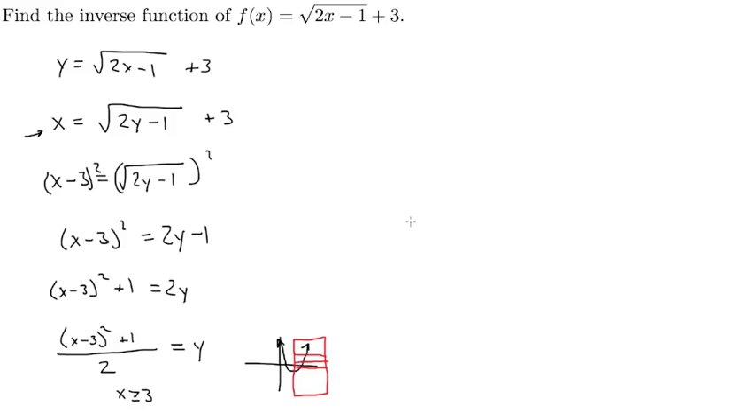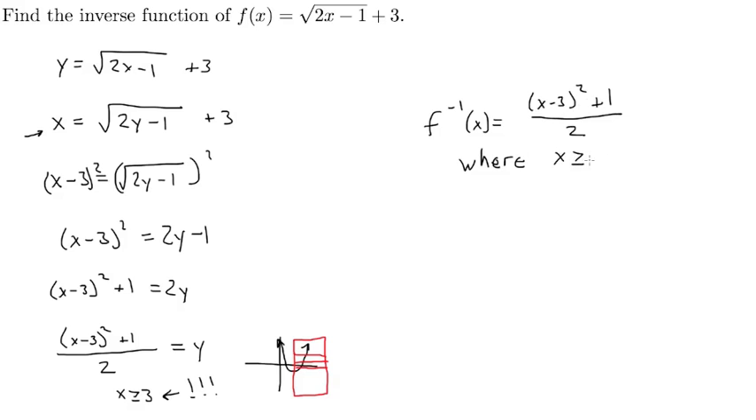So our final answer in this case is going to be f inverse equals the function that we found, so ((x - 3)^2 + 1) all over 2. But don't forget to mention this. This is very important. This is kind of the main thing here. Remember to mention this. So our final answer is not only f inverse equals this mess here, but we have to specify that x is bigger than or equal to 3.